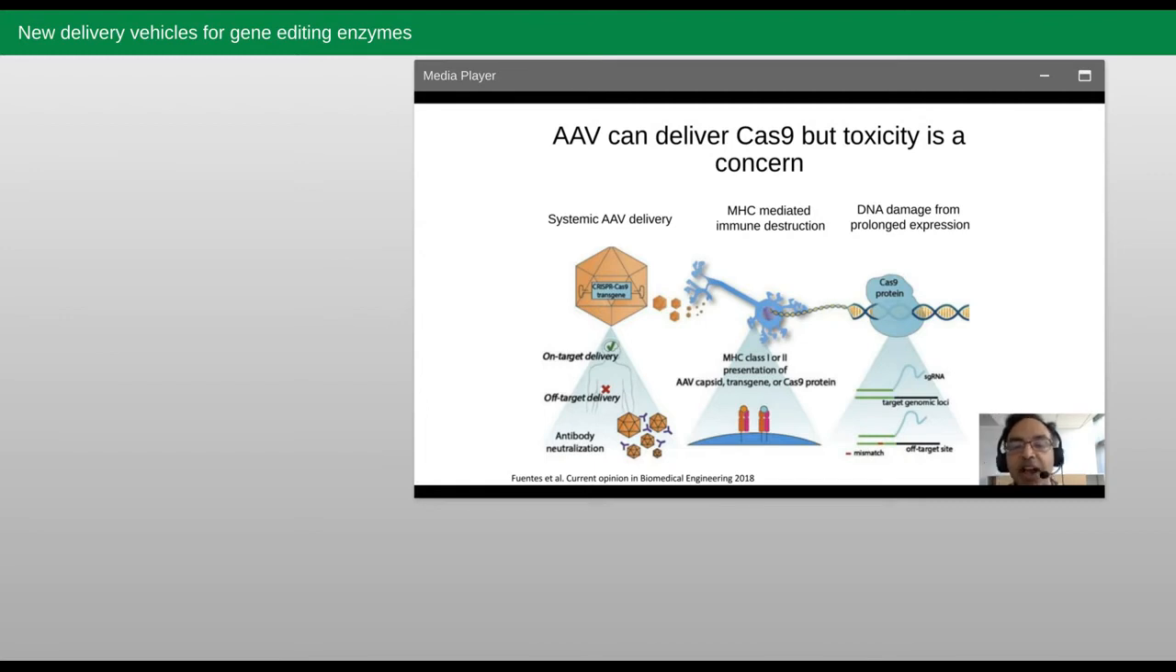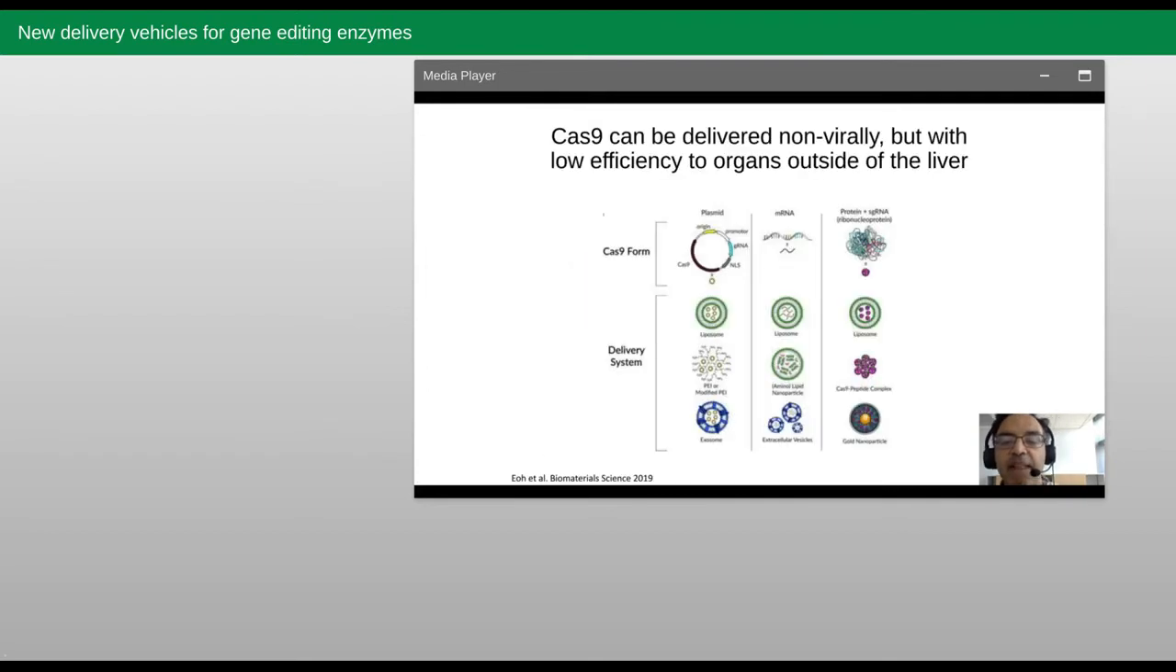Finally, a large fraction of the human population already has pre-existing immunity to AAV and would be ineligible for an AAV-based therapeutic. So therefore, there's great interest in developing non-viral strategies for delivering gene editing enzymes. There are three formats in which Cas9 and other gene editing enzymes can be delivered non-virally. Those are shown here. You can deliver Cas9 either as a plasmid DNA, as messenger RNA, or as the ribonucleoprotein complex, which refers to the protein complexed to the guide RNA.